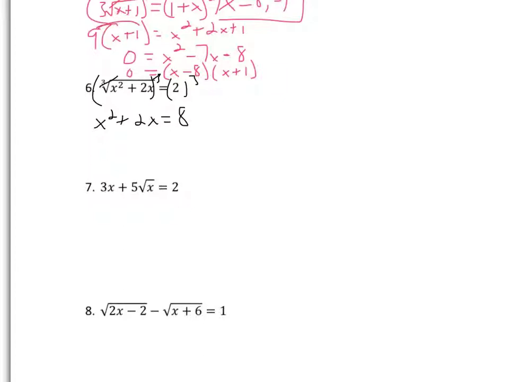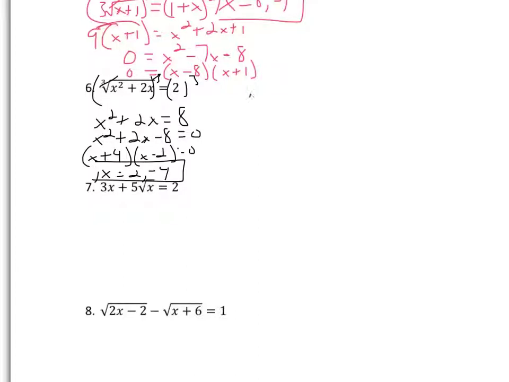So we could subtract it over. We see our equation shaping up here into something we can factor. It will be x plus 4, x minus 2. And so x equals 2 or negative 4. Now let's check both of those.